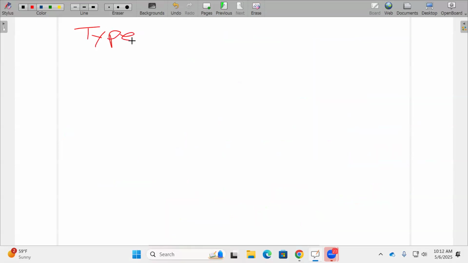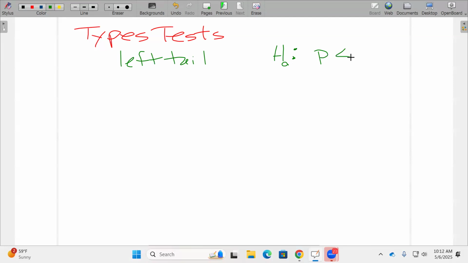So next thing, types of tests. We're going to end up with 3 types of tests. We're either going to do a left tail test. That would be if the alternative hypothesis, the way we abbreviate alternative hypothesis is H for hypothesis, and usually an A for alternative. If my hypothesis was something like P is less than whatever number, I would do a left tail.